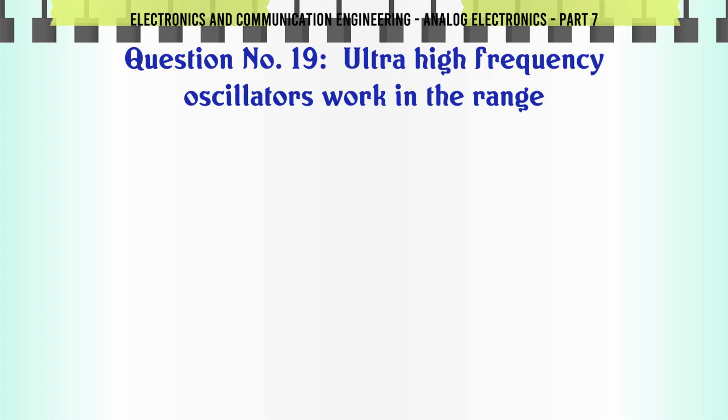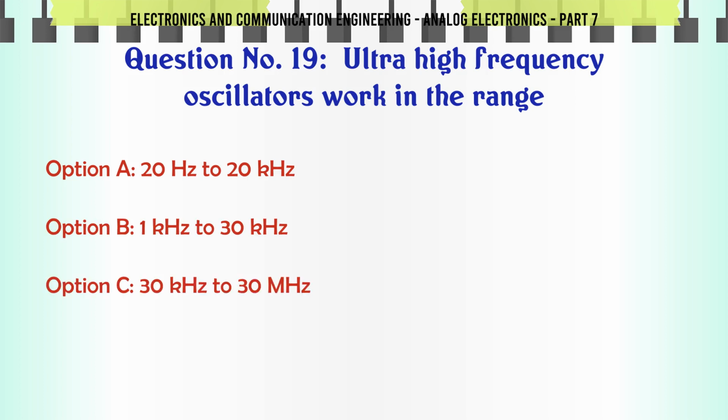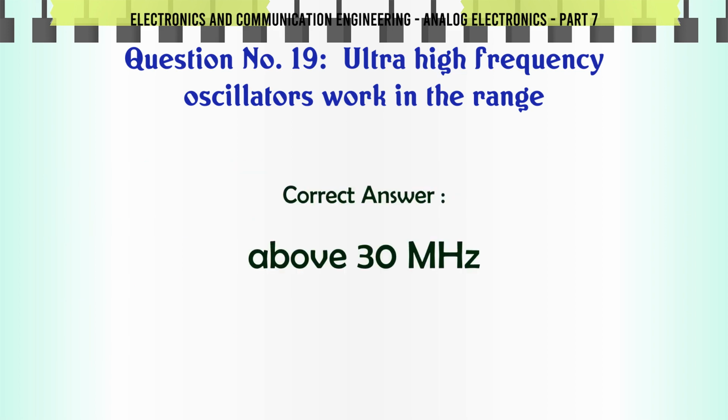Ultra-high frequency oscillators work in the range A. 20 Hz to 20 kHz. B. 1 kHz to 30 kHz. C. 30 kHz to 30 MHz. D. Above 30 MHz. The correct answer is above 30 MHz.